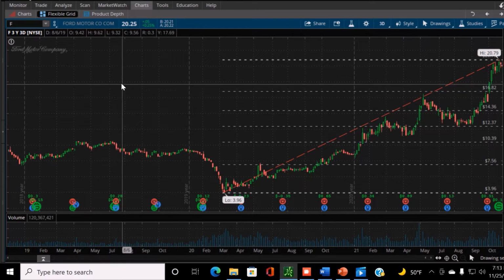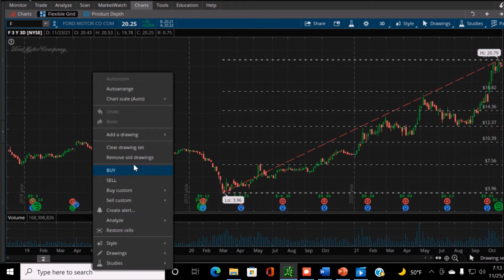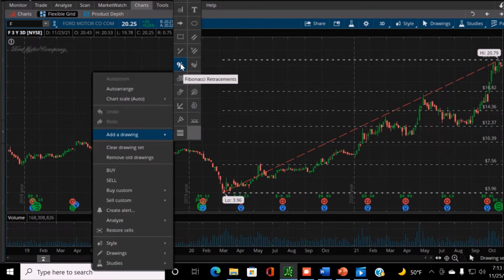I can draw these really quick just by left clicking, and then you go to your add a drawing and click the percentage. They give you actually a bunch of different options here. You go Fibonacci retracements, Fibonacci extensions, Fibonacci time series, time ratios, time extensions, arcs, fans, and spiral. I think that's it. Yeah.